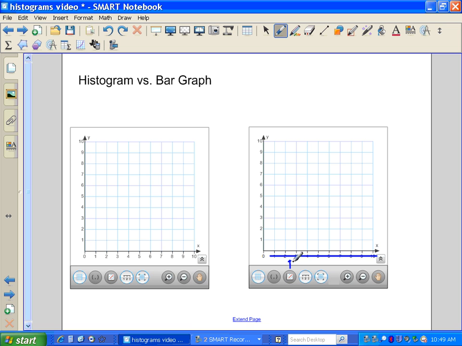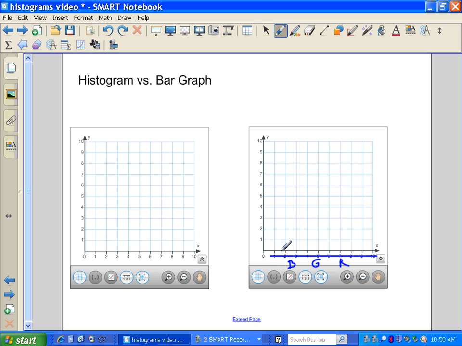In a bar graph, though, we're not going to necessarily worry about this scale because we're going to have things like my favorite color is blue, or my favorite color is green, or my favorite color is red. And I could put those three things in any order. I could put red, and then green, and then blue. Okay? So on a bar graph, the scale on the bottom doesn't matter.